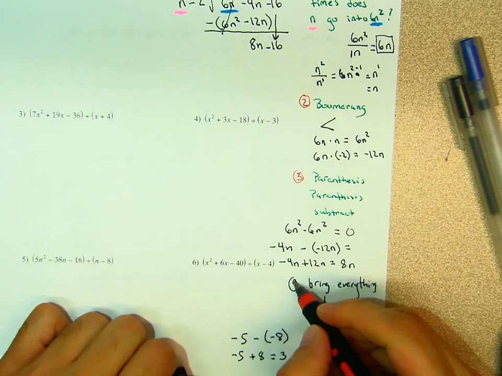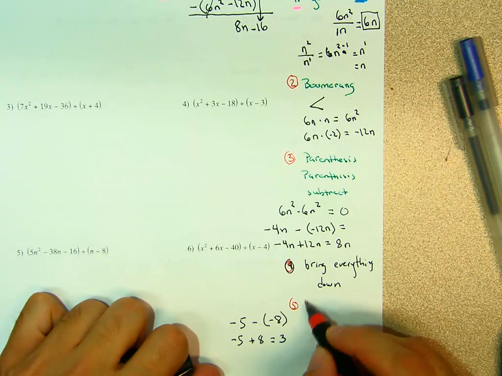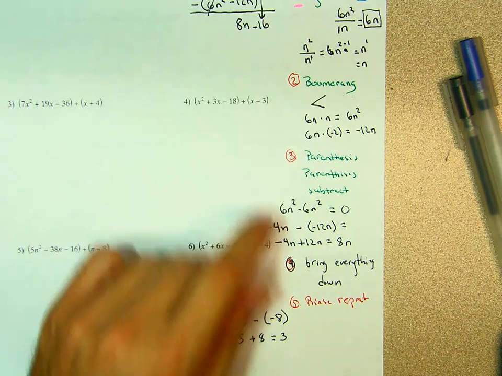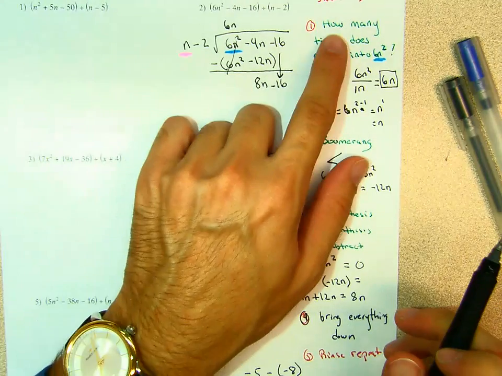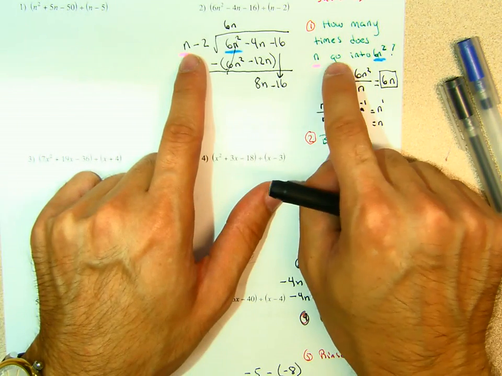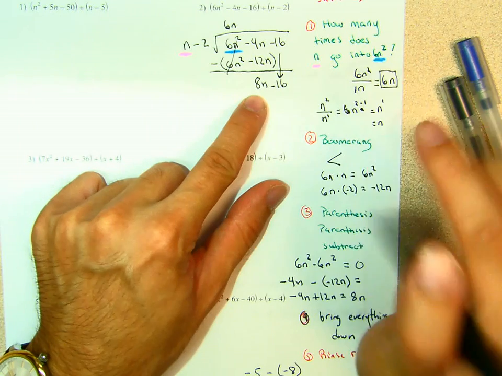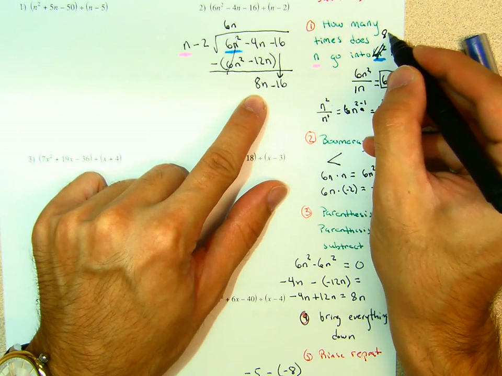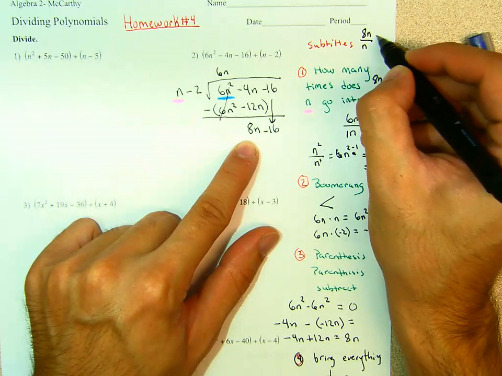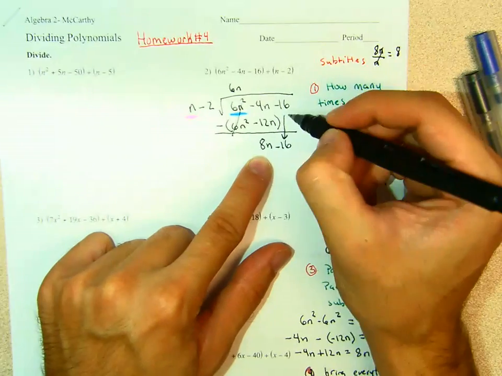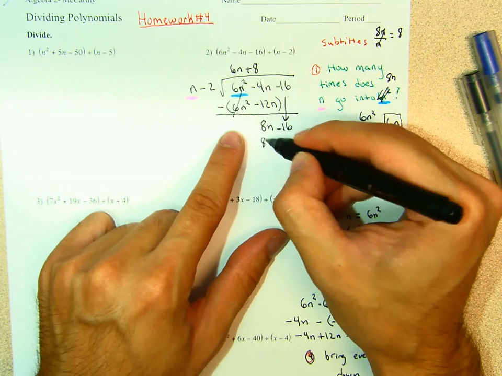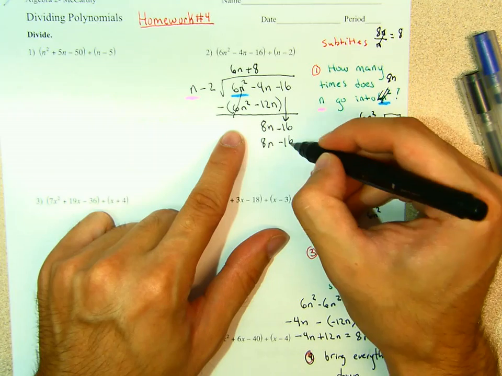And then what do we do again? Rinse, repeat. What are you going to ask yourself next? How many times does n go into, not 6n squared, but now 8n? And how many times does it do it? It's 8n divided by n, which is 8. So this goes here, it's positive 8. Positive 8 times n is 8n. Positive 8 times negative 2 is negative 16.